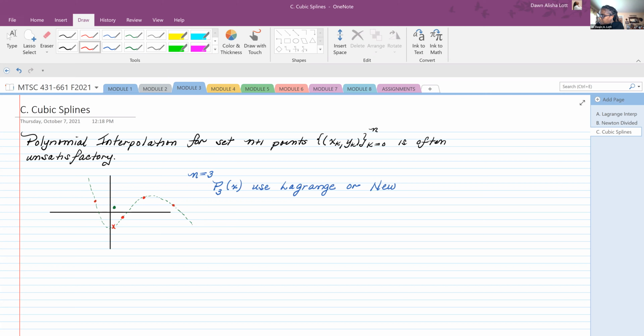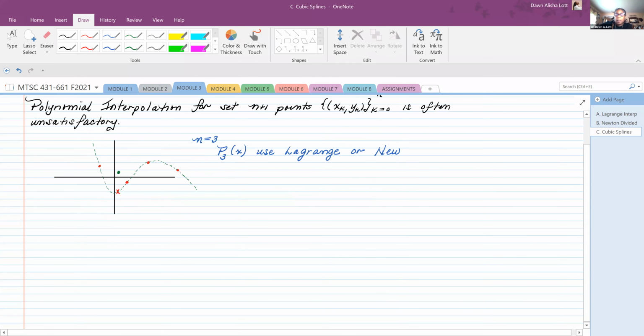So if I'm trying to figure out what the value is at that x point where the green dot is, if I use the polynomial, because it's got 4 points, it created a cubic. So the cubic it created may look like that, but the problem is that the value may be very far off.